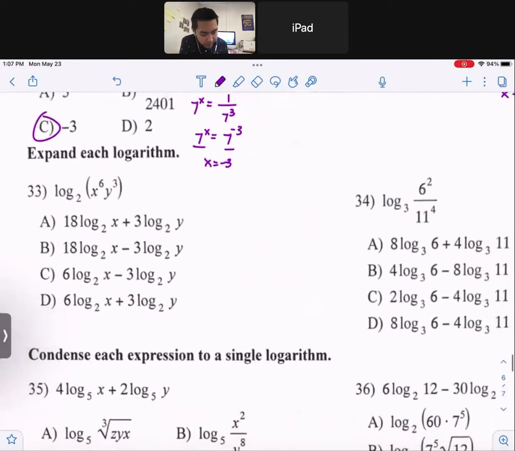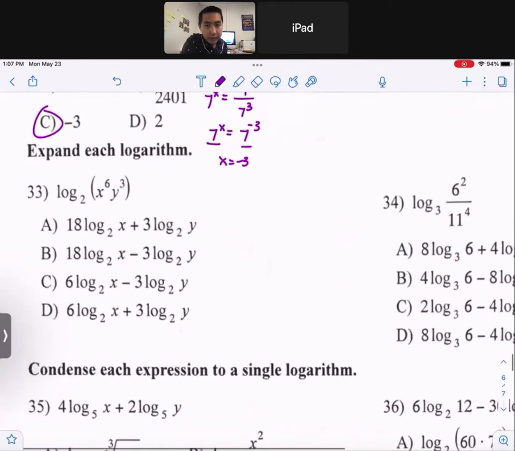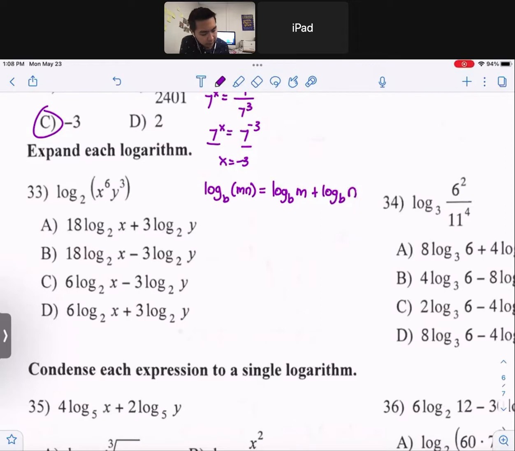Okay, now we have expanding and condensing. If you forgot what expanding looks like, when you expand it, you get log base b of m plus log base b of n. So going from left to right, that is what you call expand. When you go from right to left, getting it into one log, that's what you call condense.